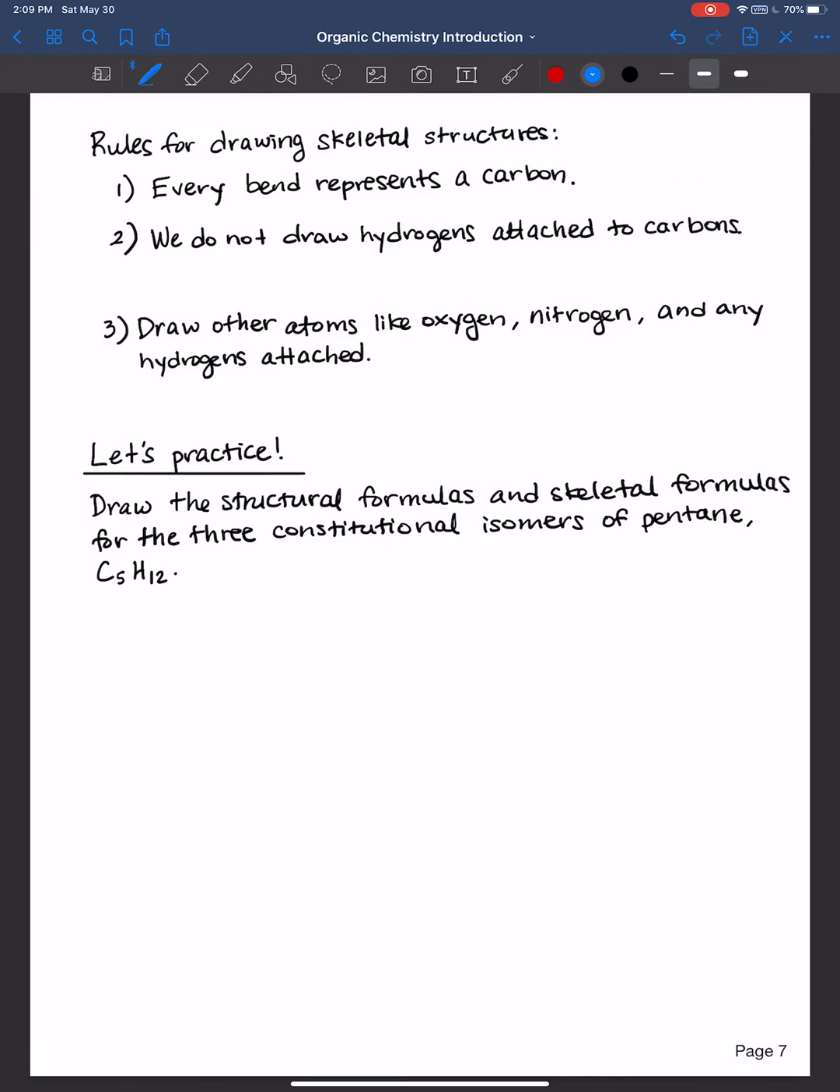Now, every bond represents a carbon. So you saw that zigzag line that I drew here. Every bond represents a carbon. So for example, with butane that I just drew for you, this is carbon 1, 2, 3, 4. And I love to number my carbon chains.